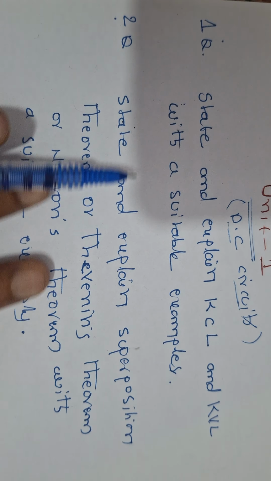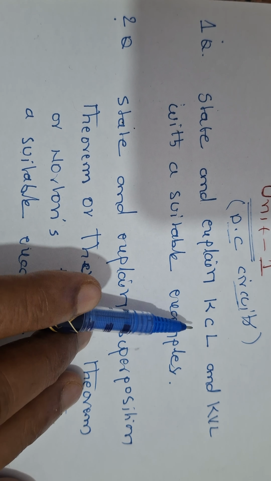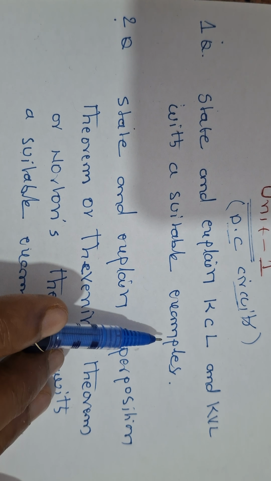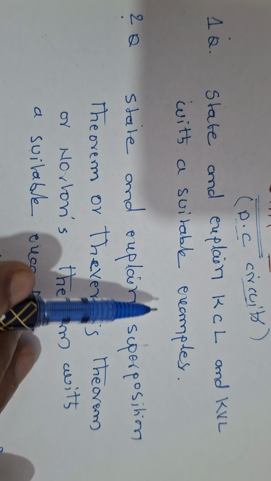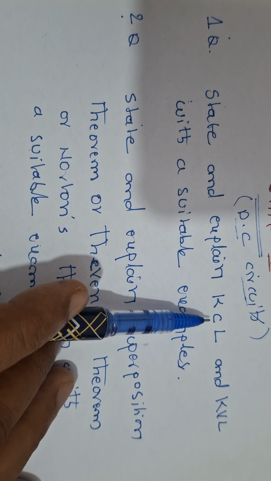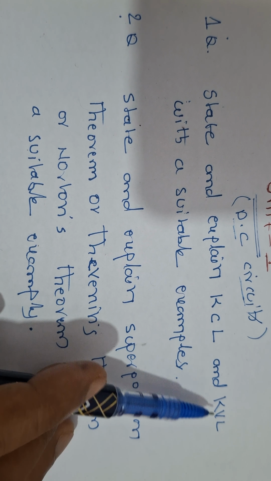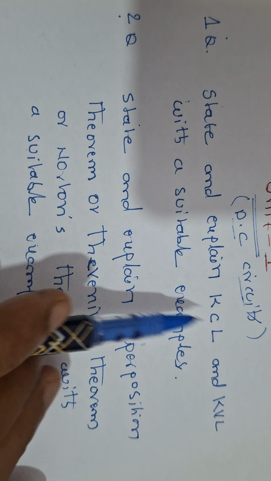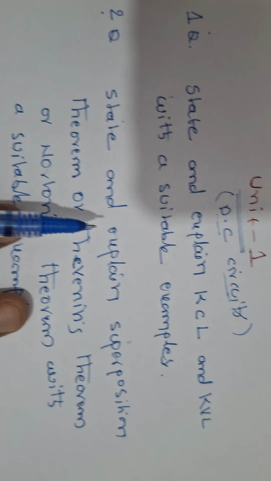First question: state and explain KCL and KVL with suitable examples. Here write the definition and take one circuit diagram. The sum of incoming current is equal to the sum of outgoing current. Similarly for voltages. So drawing the circuit diagram is very important.